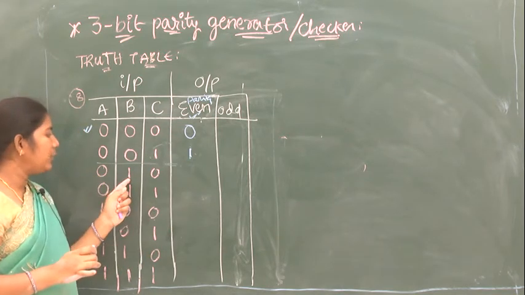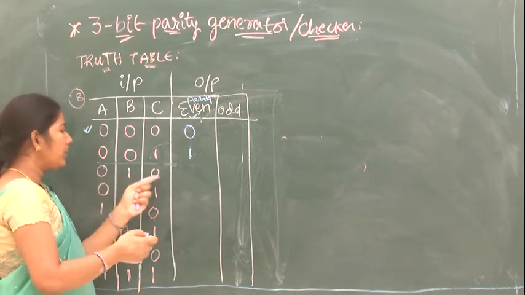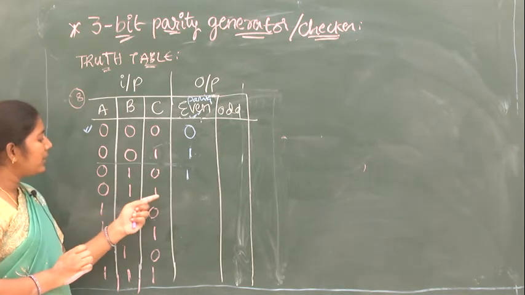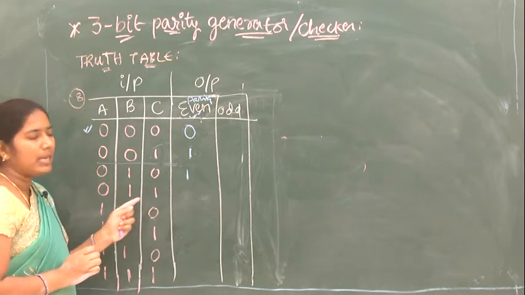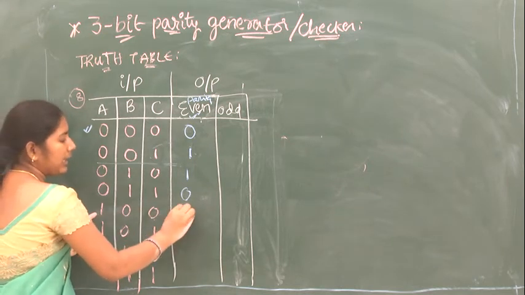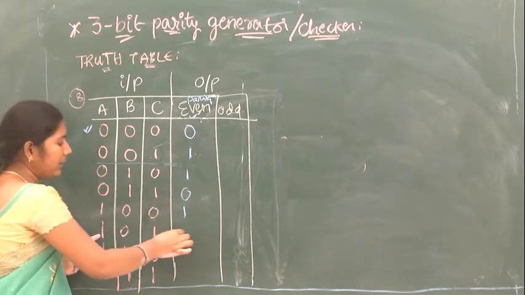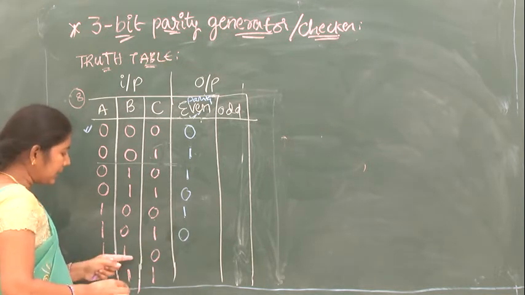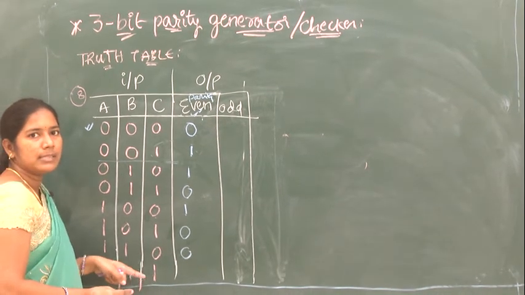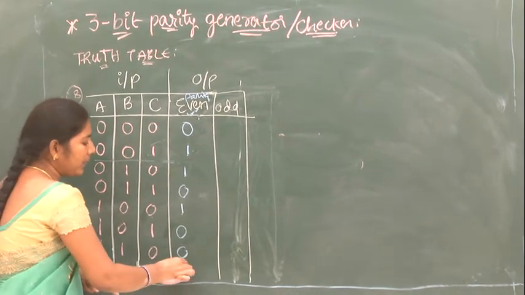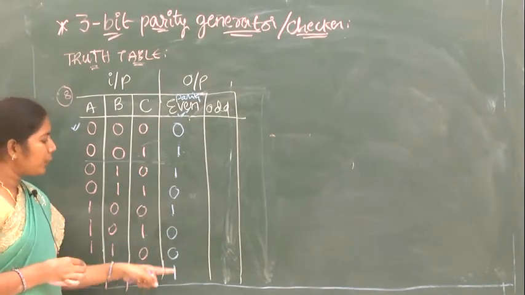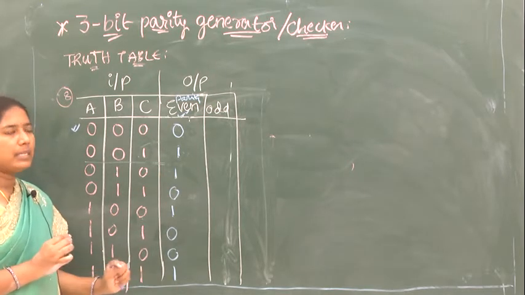Now here also we need to make the ones even. To make it even, put 1 here. In this, we already have 2 ones, which means an even number, so I will put 0. To make it even, I put 1 here. To make it even, I will put 0. To make it even, I will put 0. Here we have 3 ones, which means an odd number of ones, so to make it even, I will put 1 here. In this way, we can generate the even parity bit.